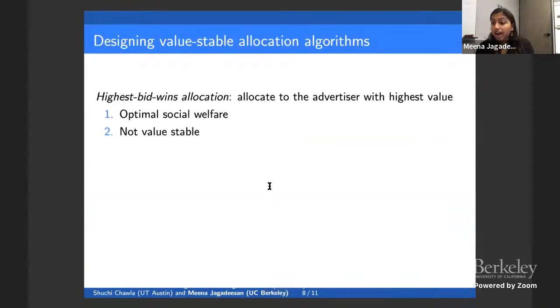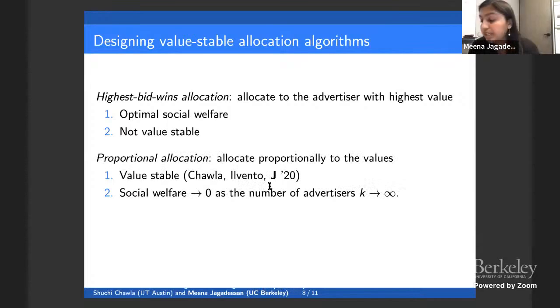Okay, so with this definition in mind, our goal is to design value stable allocation algorithms. If we look at the standard ad auction formats and consider the highest bid wins allocation, where we allocate to the advertiser with the highest value, this achieves the optimal social welfare, but it is not value stable. The issue with the highest bid wins auction is essentially that the allocation rule isn't smooth. If we consider proportional allocation, which is the most natural smooth allocation rule, where we allocate proportionally to the values, this is value stable, but unfortunately the social welfare can go to zero as the number of advertisers goes to infinity. So the approximation for social welfare in this sense is very poor.